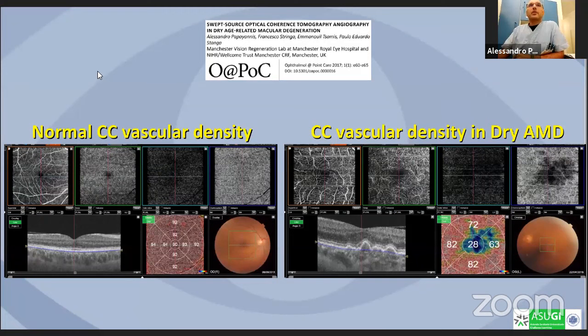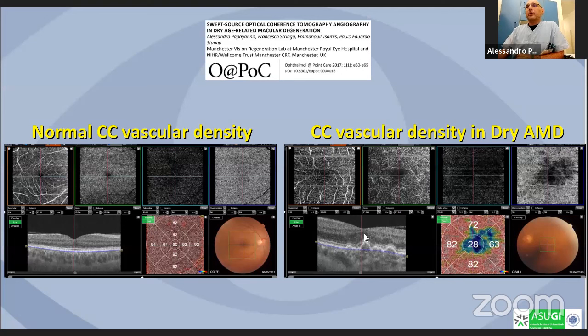We used this software in patients with AMD. This is the normal vascular density of the macula in the choriocapillaris in a normal eye. This is a patient with drusen, with dry AMD. And we can see here that the vascular density is not normal, it is altered in the areas where we have drusen. This is not a projection artifact, because we can see here that the image is really clear, without any shadowing effect due to the presence of the drusen.